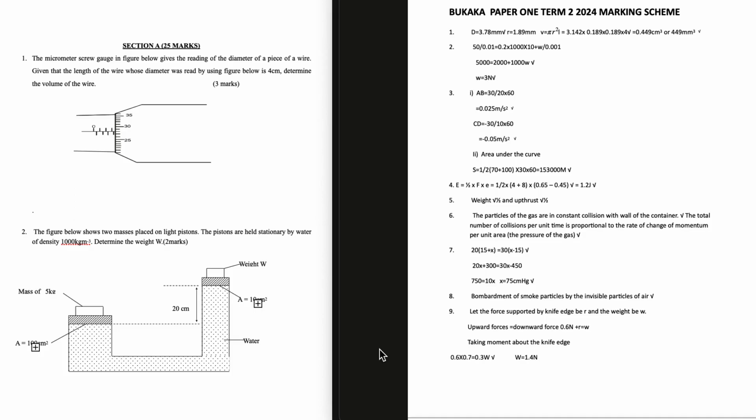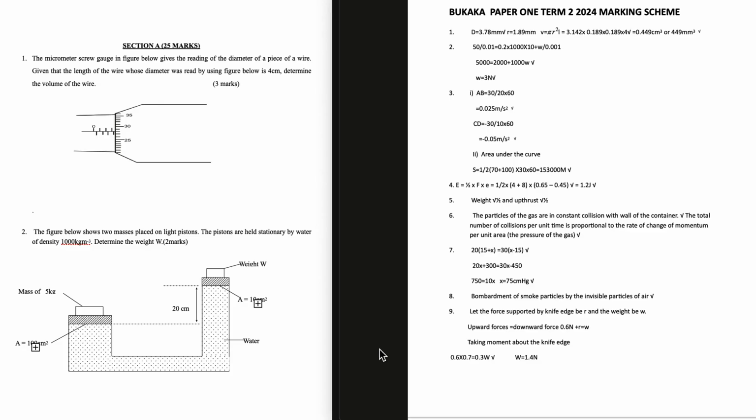Section A, 25 marks. The micrometer screw gauge in the figure below gives the reading of the diameter of a piece of wire. Given that the length of the wire whose diameter was read by using the figure below is 4 centimeters, determine the volume of the wire. And that is how you determine the volume of the wire.